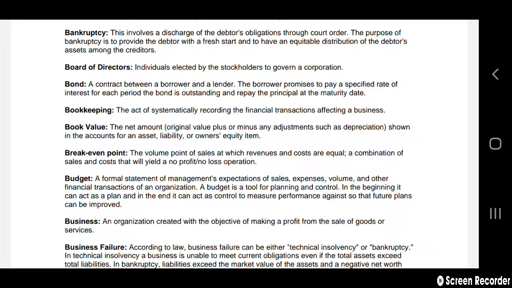Next, bankruptcy. This involves a discharge of the debtor's obligations through court orders. It helps to discharge the debtor's obligations. The purpose of bankruptcy is to provide the debtor with a fresh start, to help the debtor start freshly, and to have an equitable distribution of the debtor's assets among the creditors.